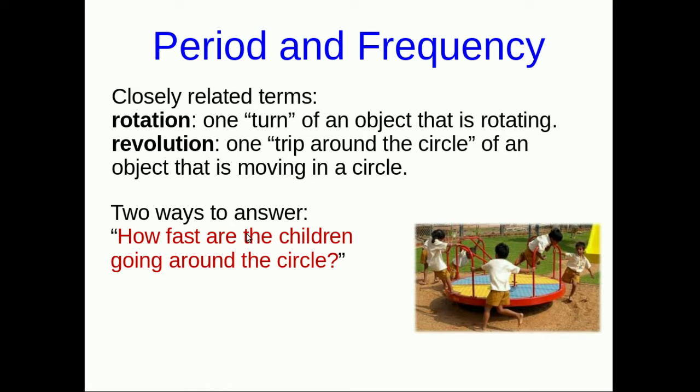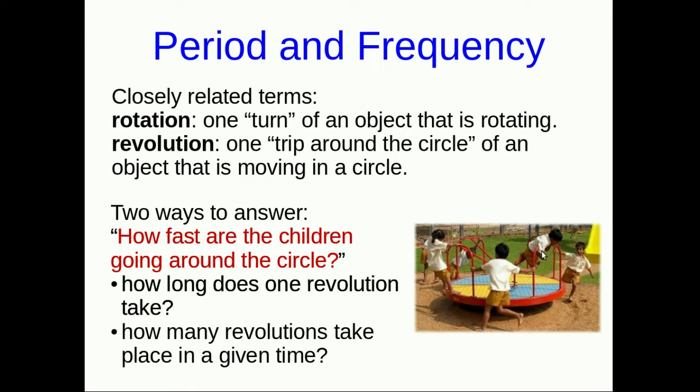Or in slightly more everyday language, how fast are the children going around the circle? Now, that is a vague question. So two slightly more specific questions we could ask are, how long does one revolution take? How much time does it take for a child to go once around the circle? Or, how many revolutions take place in a given time, say, a minute?